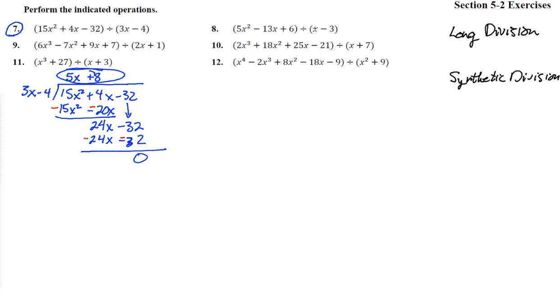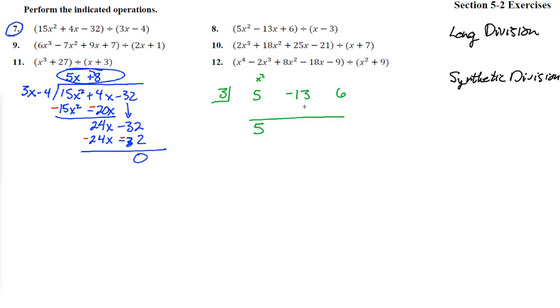5x squared minus 13x plus 6 divided by x minus 3. We're going to use synthetic division. Put the opposite of that over here as a positive 3, and then the coefficients 5, negative 13, and 6. And remind ourselves that this right here is the coefficient of the x squared. So that means that in synthetic division, we drop that one down.